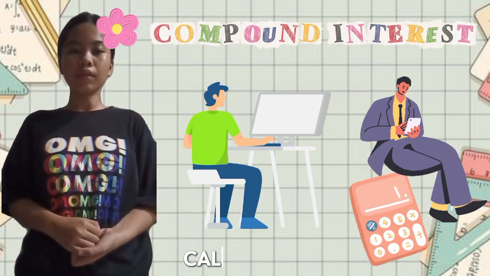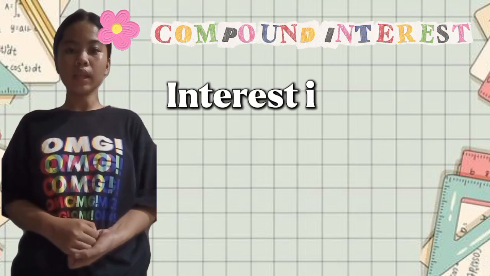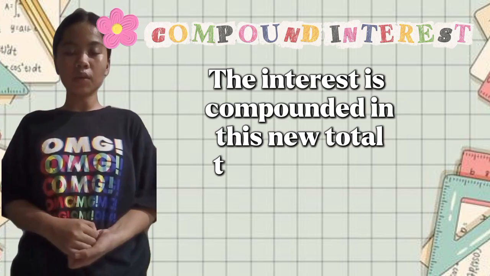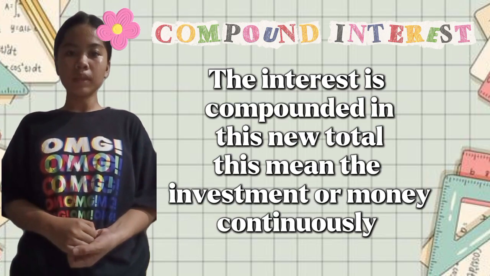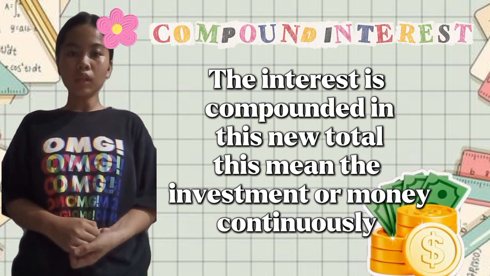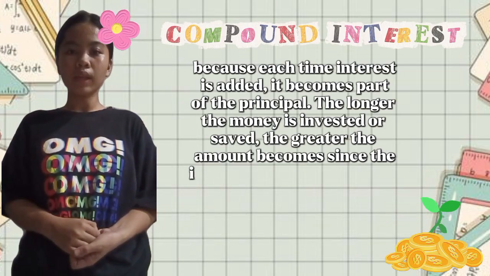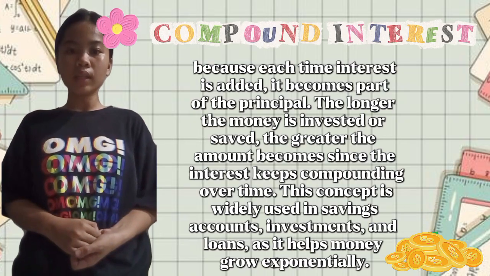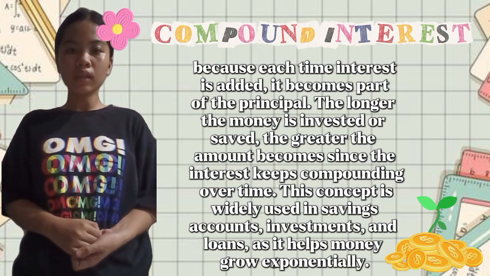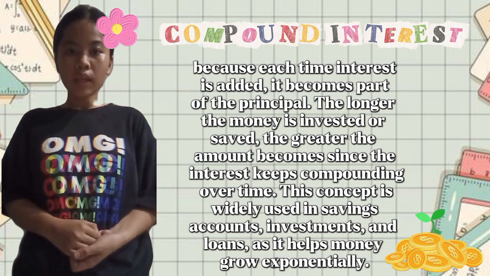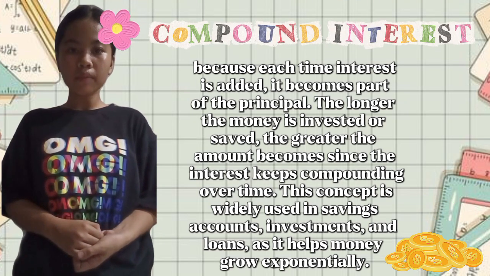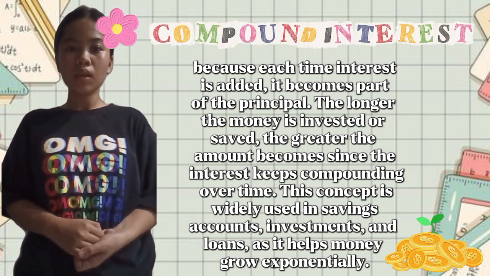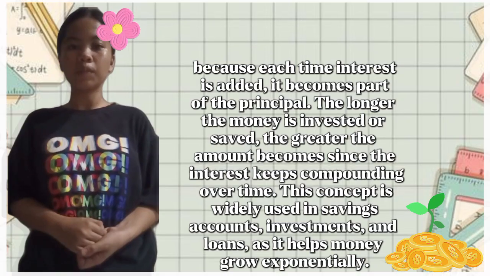Compound interest is a method of calculating interest where the earned interest is added to the principal amount in the next period. The interest is compounded on this new total. This means the investment or money continuously grows because each time interest is added, it becomes part of the principal. The longer the money is invested or saved, the greater the amount becomes since the interest keeps compounding over time. This concept is widely used in saving accounts, investments, and loans as it helps money grow exponentially.